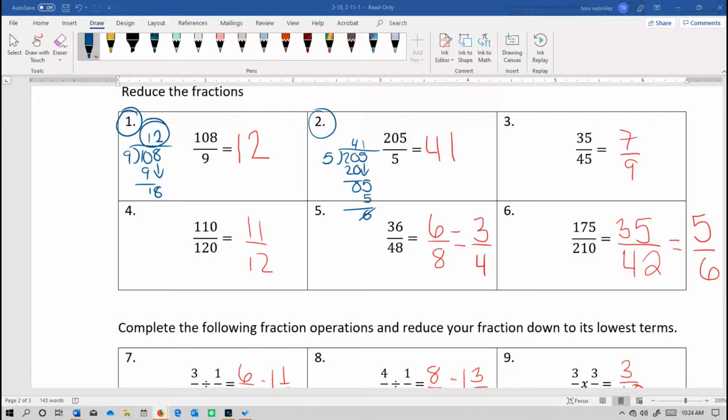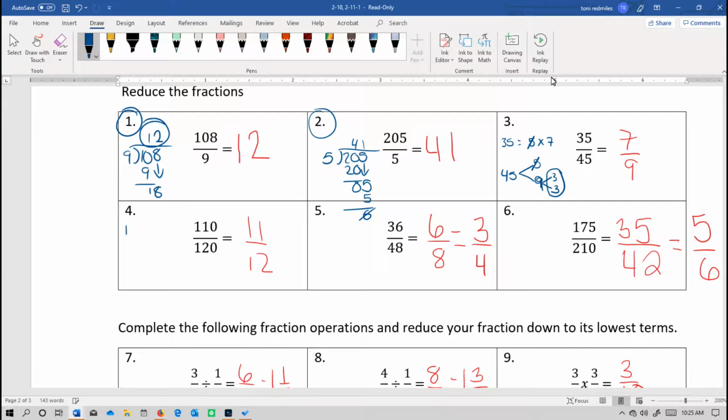All right. The next one, I got to look at what makes up these numbers. So if I'm looking at it, I see that 35 is 5 times 7, and 45 is 5 times 9, and 9 is 3 times 3, okay? All right, well, that means they both have a 5 in them, so I'm going to cross that out, and 7 is going to be my top number, and if I multiply these back together, it's 9 again, so my bottom is going to be 9.